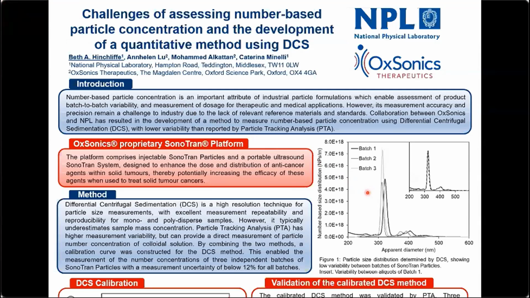DCS is a high-resolution technique with excellent repeatability. The graph on the right shows good repeatability between different batches of Sonotran particles. The insert shows an even better repeatability using aliquots of the same batch. This technique can't, however, make a direct measurement of number concentration.